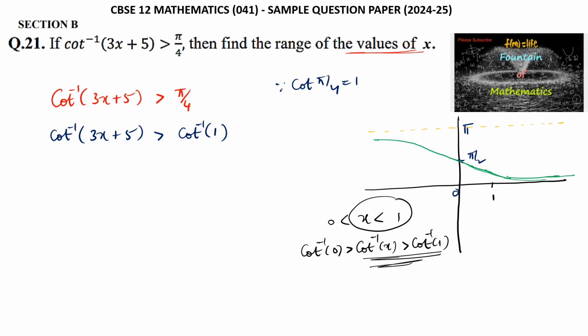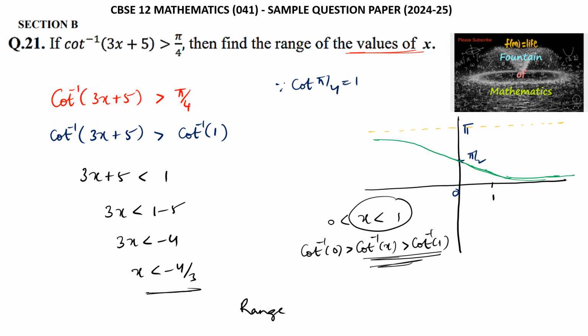So we can write 3x plus 5 should be smaller than 1. That is 3x is less than 1 minus 5. 3x is less than minus 4. So x is less than minus 4 upon 3. So therefore the range of the values of x can be taken as minus infinity to minus 4 by 3. So this is the answer.